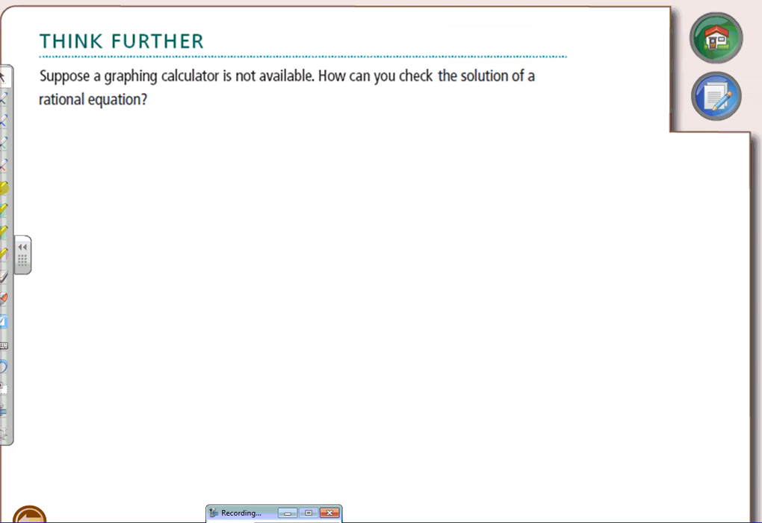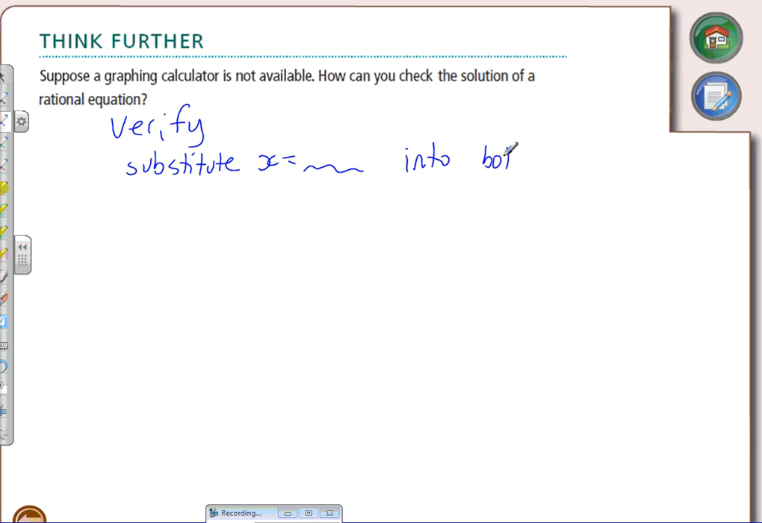Okay, so suppose a graphing calculator is not available. How can you check it if you don't have a graphing calculator to store in that value? Well, just verify the same way as always. Substitute X equals whatever you've gotten, and that question was negative 1/3. Substitute the X equals whatever into both sides of the equation to make sure they come out to the same thing.